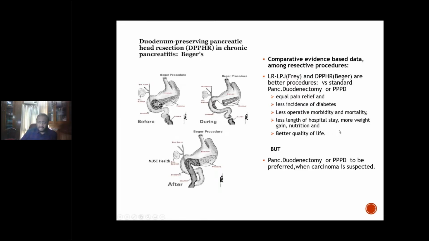But remember, a pancreaticoduodenectomy or a pylorus preserving pancreaticoduodenectomy would have to be done perforce if you're suspecting malignancy. If it is chronic pancreatitis, you can get away without doing a Whipple. But if it is a carcinoma, then you have to go in for a pancreaticoduodenectomy or a PPPD.